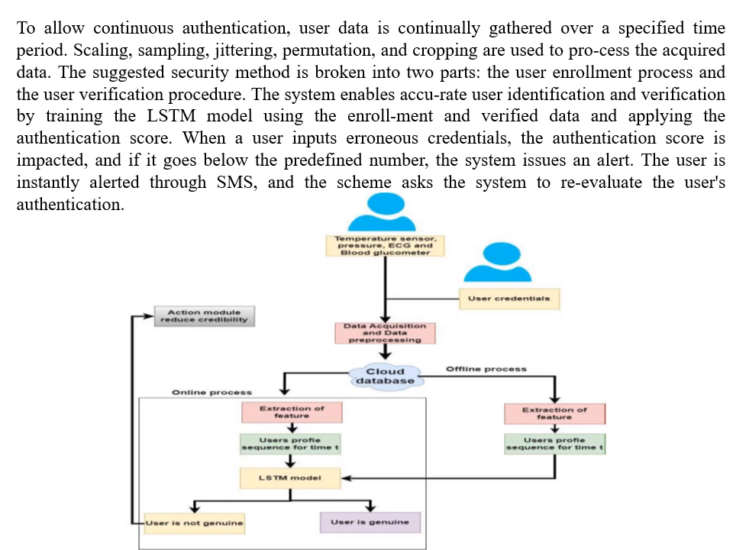The system enables accurate user identification and verification by training the LSTM model using the enrollment and verified data and applying the authentication score. When a user inputs anonymous credentials, the authentication score is impacted, and if it goes below the predefined number, the system issues an alert. The user is instantly alerted through SMS, and the scheme asks the system to re-evaluate the user's authentication. So you can see a summary of this paragraph in this figure.